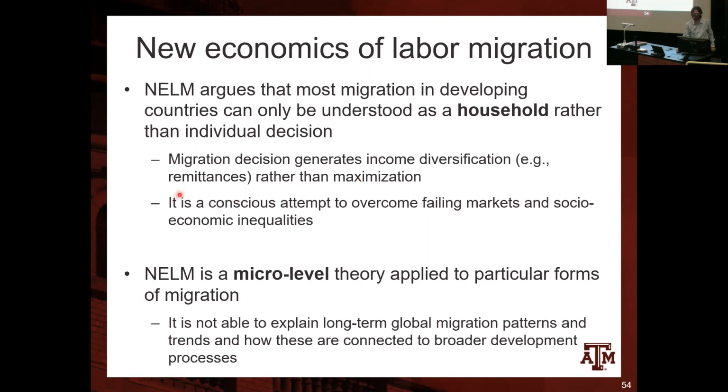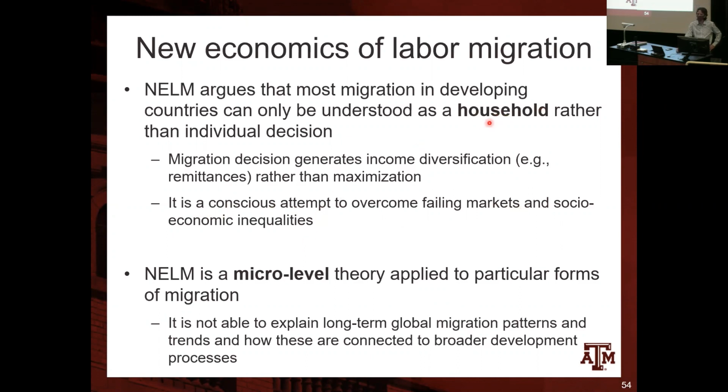This term remittances is more related to people sending money back home into other countries, but sending money back home can be also within a country. In this case, I'm giving the example of China, where this internal migration happens. It's happening right now in these recent years in China. So it is a conscious attempt to overcome failing markets and socioeconomic inequalities. In this example, people moving from rural to urban areas in China.